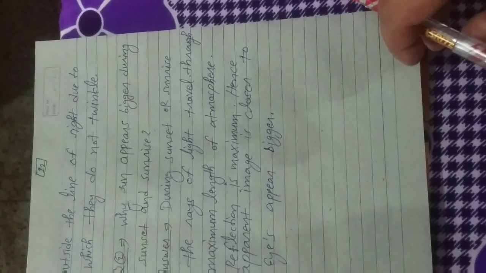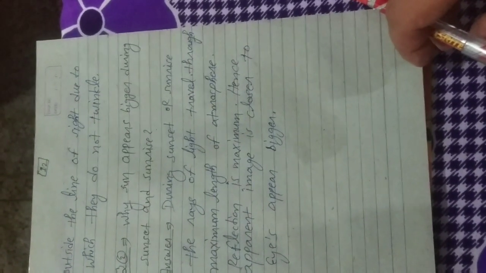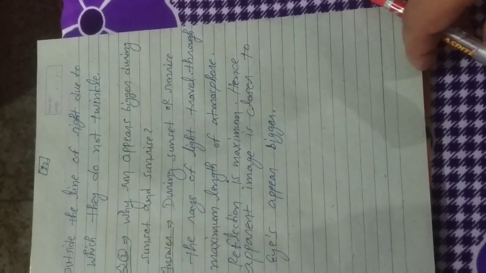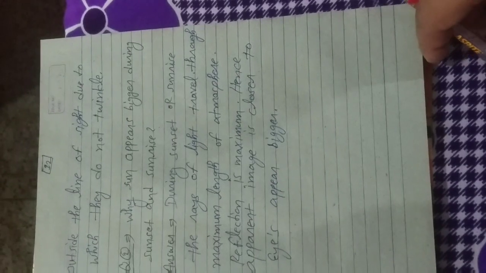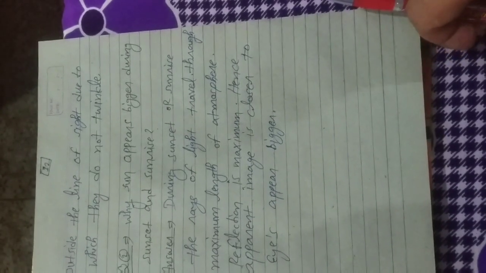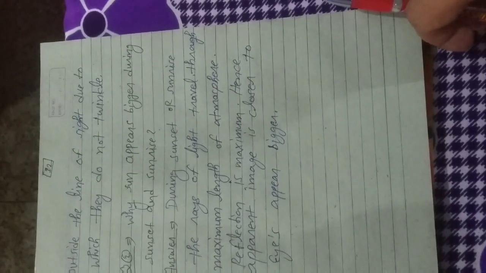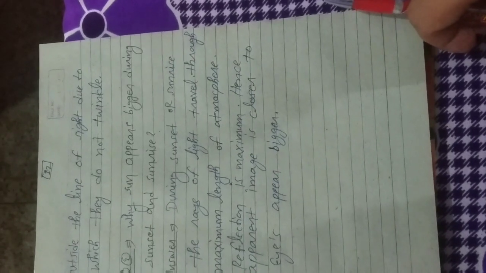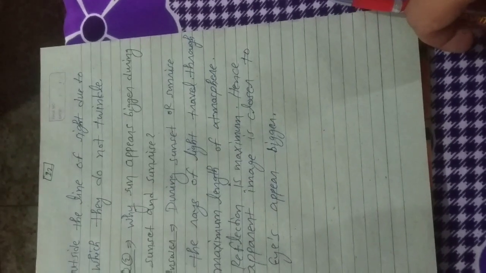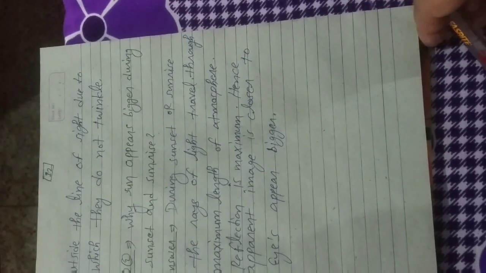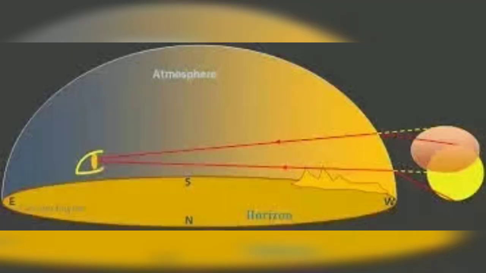The second question is why the sun appears bigger during sunset and sunrise. The answer is during sunset or sunrise the rays of light travel through the maximum length of atmosphere. Refraction is maximum, hence the apparent image is closer to the eyes and appears bigger.